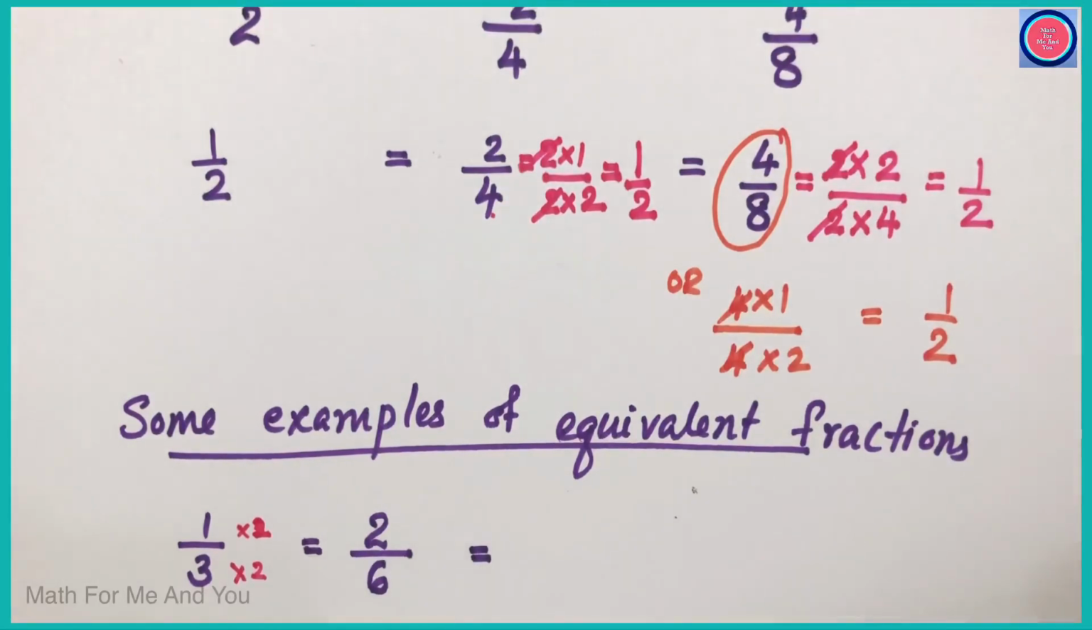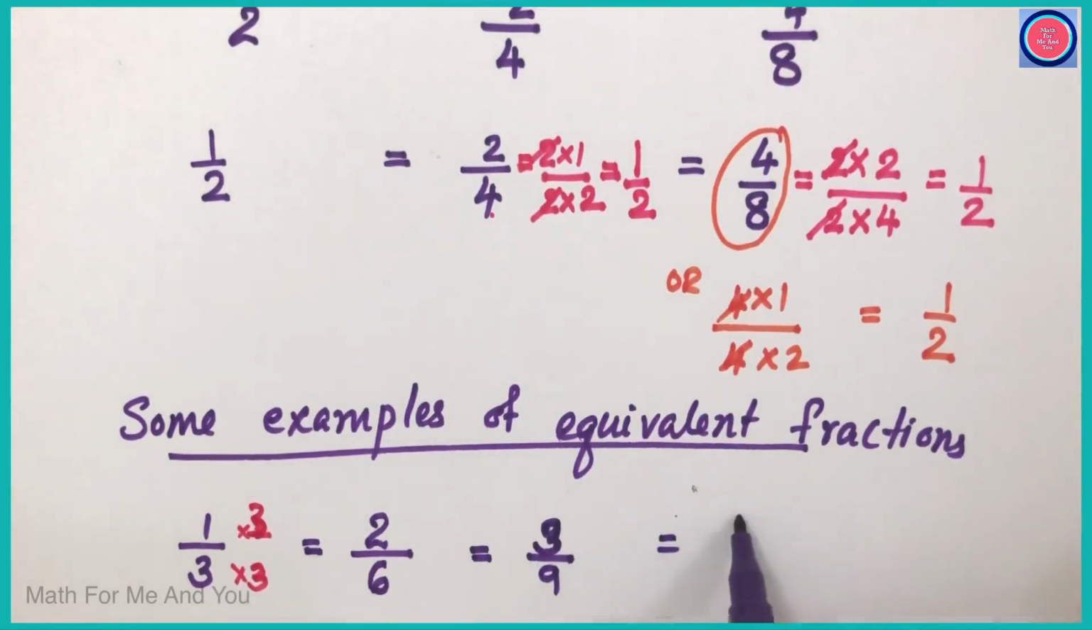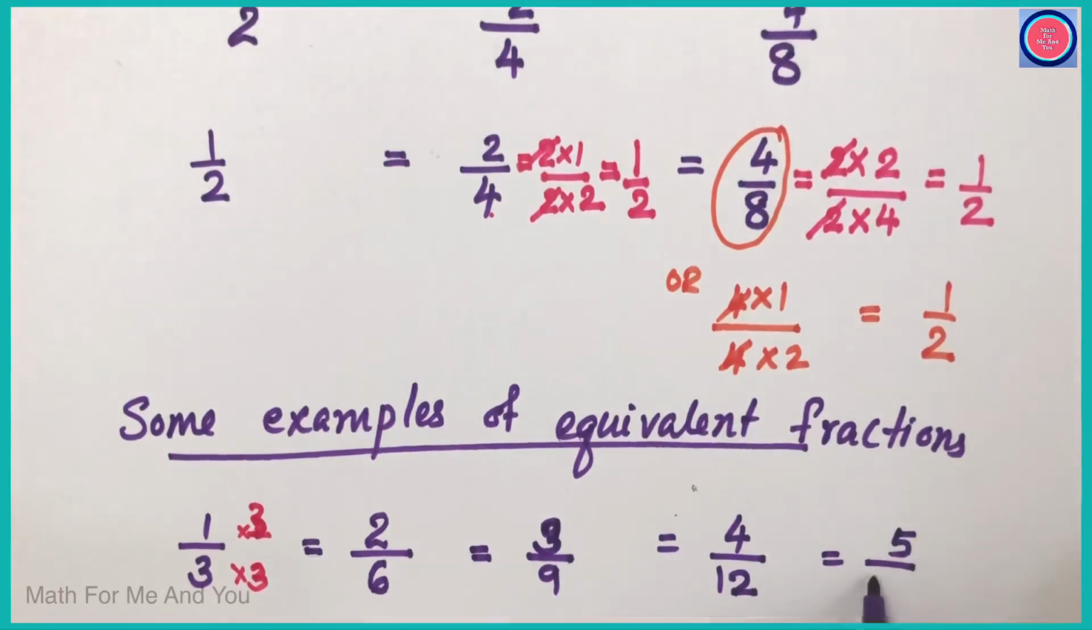Next, if we want, we can multiply the numerator and denominator by the number 3. 1 times 3 and 3 times 3. We can write the fraction 3 over 9. 1 times 3 is 3 and 3 times 3 is 9. Next we can multiply by 4. 1 times 4 is 4. 3 times 4 is 12. Similarly, we can multiply by any number, 5, 6, 7. It's up to you. See, one more I am writing, multiply by 5. So it is 5 over 15.